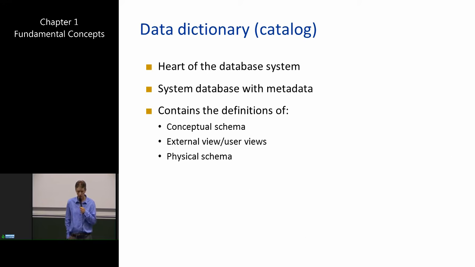The data dictionary or catalog, those are two synonyms of one another, is the heart of the database system, since it contains all the metadata. It's going to contain all the data definitions, the data types, the data structures, the constraints, and so on. So it's going to contain actually the definitions of that three-layer architecture. It's going to contain the definitions of the conceptual scheme, which was the scheme in the middle. Remember, the external view or user views, which was the scheme above, and it's also going to contain the definitions of the physical scheme.